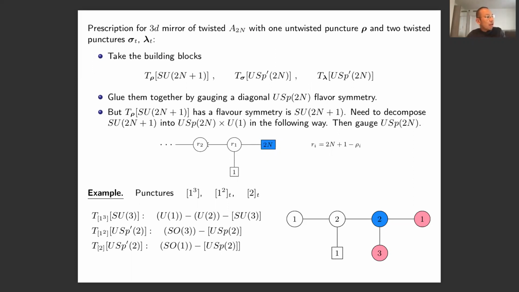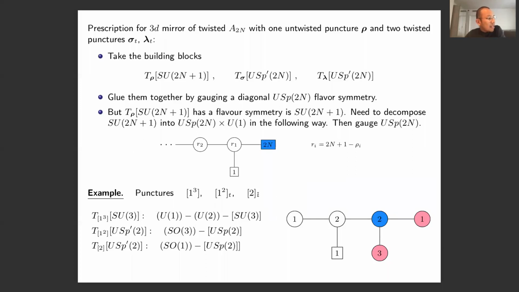So you take the quiver of this thing, you decompose SU(2n+1) into USp(2n) and U(1), and then the tail looks the same as before. This is given by the partition. And then you gauge the common USp(2n). So let me give you an explicit example.